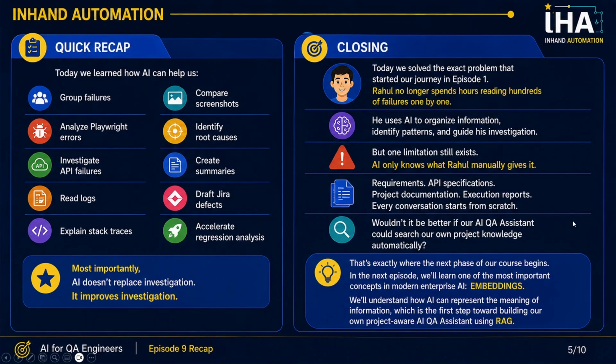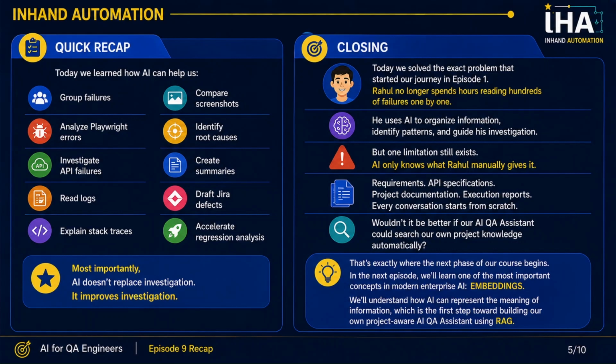So let's take a quick recap of what we have learned today. AI can help us analyze failures. AI can help us group those failures, analyze the Playwright error, investigate the API failure, read the logs, compare the screenshot, identify the root cause, create the summaries, explain the stack trace, and most importantly, AI is not replacing the investigation, it is improving the investigation, right? So today we solved the exact problem that started our journey in episode 1. Rahul no longer spends hours reading hundreds of failures one by one. He uses AI to organize the information, identify the pattern, and guide his investigation.